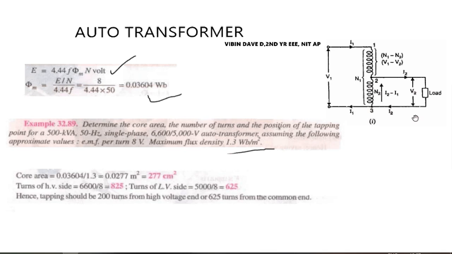So the number of turns on the high voltage side will be 6600 by 8, where 6600 is V1 and 8 is EMF per turn, equal to 825. Turns of LV side equal to 5000 by 8, equal to 625. Hence the tapping should be at 200 turns from the high voltage end or 625 turns from the common end. See this diagram here: from the high voltage side, from this point, the tapping should be at 200 turns, or from point 3 the tapping should be at 625 turns. So V1 will be 6600 and V2 will be 5000. That's it, this problem is solved.